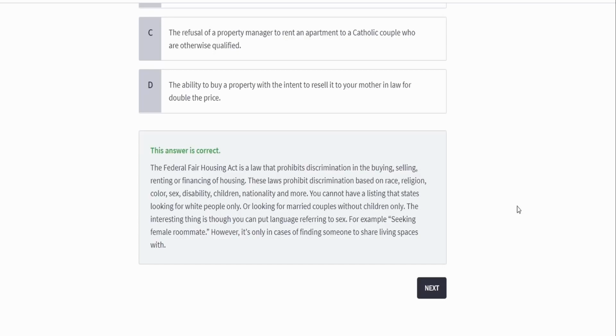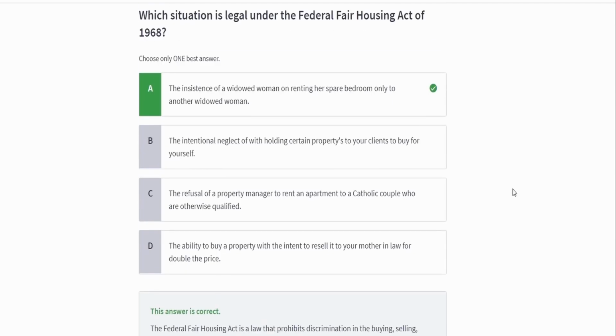I mean, let's be honest. Have you read the entire act? Probably not. Most people just know this is one of those exceptions they have to be aware of for the exam. The other thing I'm going to talk about with this question is that it's asking which situation is legal under the Federal Fair Housing Act. So when you hear a question like that, you have to understand you have to throw everything out, because chances are there's going to be an answer that may be legal as well, but is not legal under the Federal Fair Housing Act.